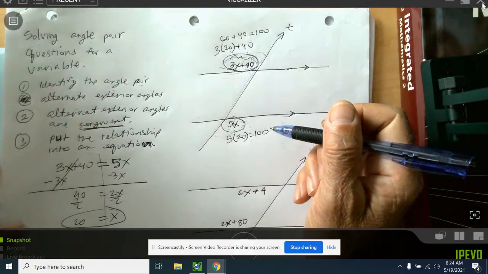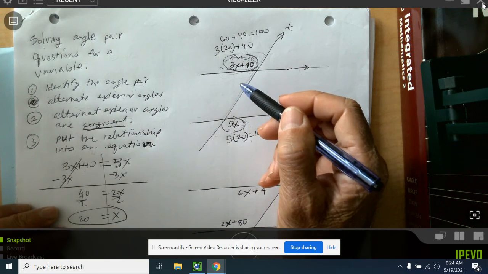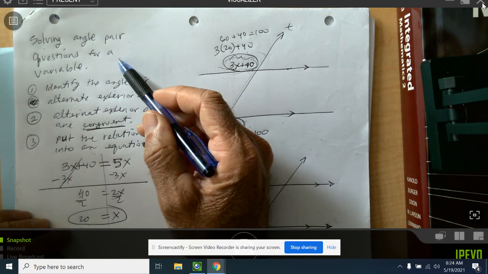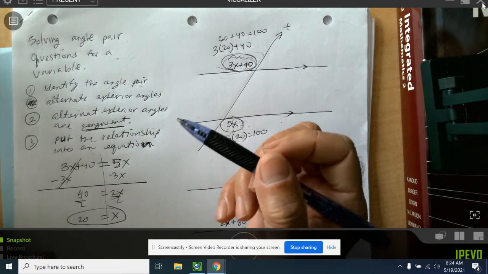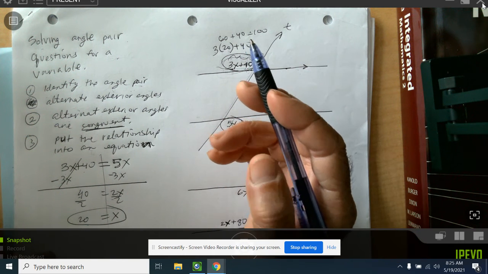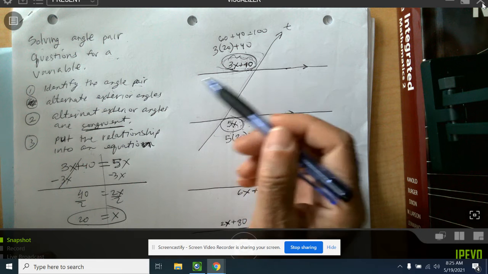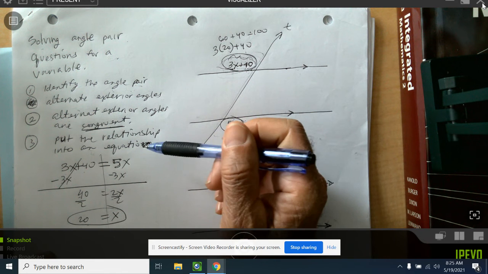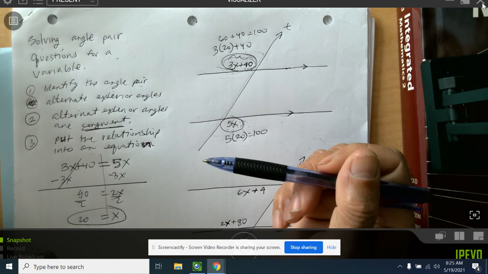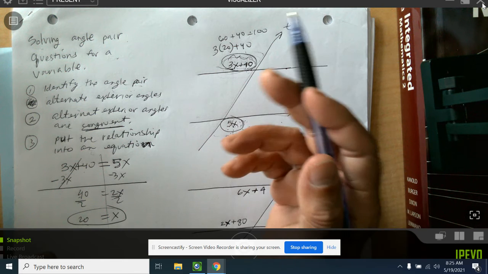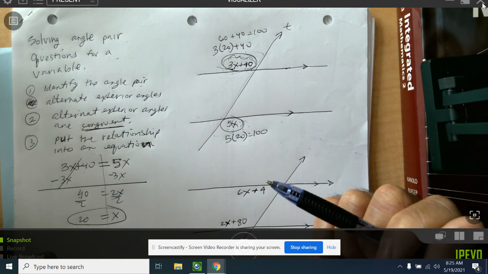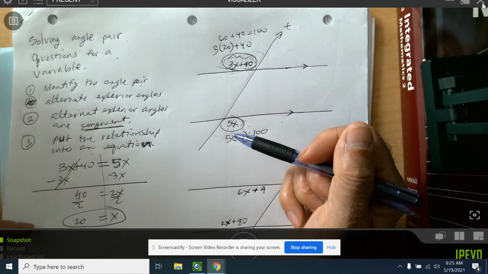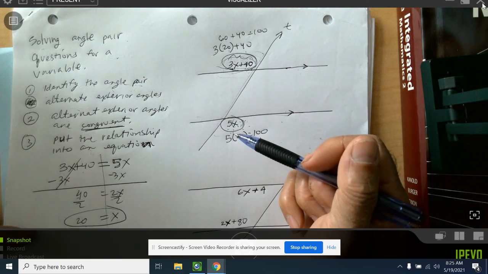Now, when you're working with angle pairs, the angle pairs that we'll be working with all have a specific relationship. So this is how you would work it if they are congruent to each other. But other times the angle pairs are not congruent. They might be supplementary, or they might be complementary. Supplementary is when they add to 180 degrees. Complementary is when they add to 90.